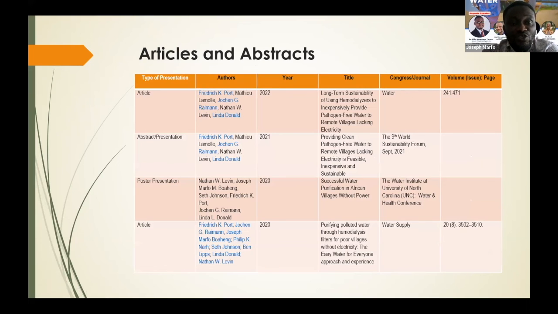So this table also looks at the articles and abstracts, as I said, that have been published and presented in international conferences so far. So as I earlier said, 3 articles have been published and 9 abstracts have also been accepted and presented in international conferences.